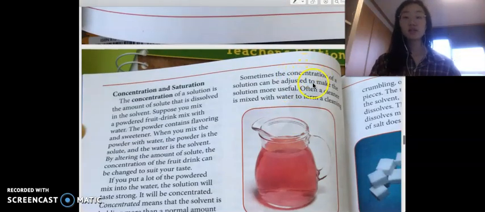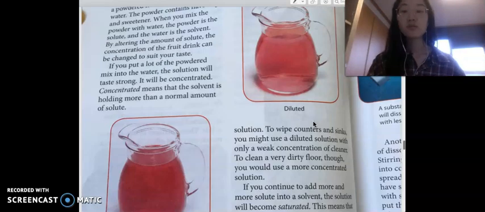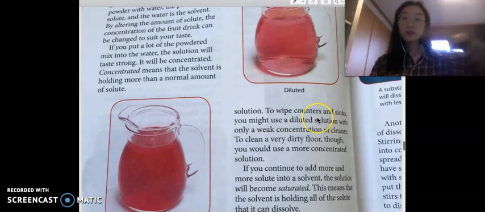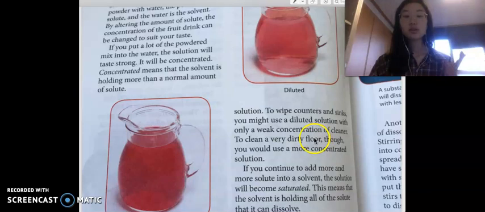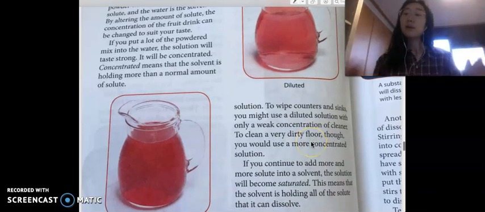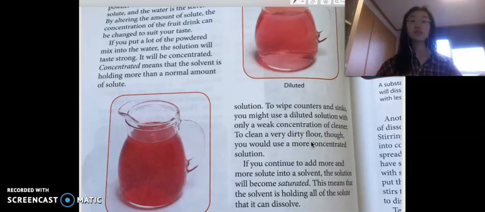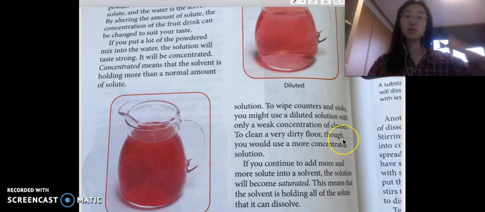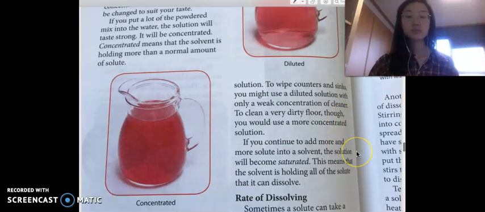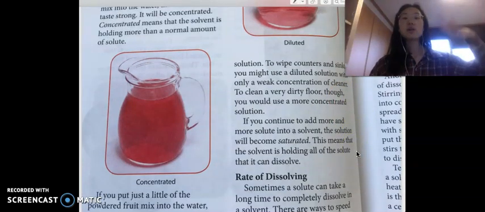Sometimes the concentration of a solution can be adjusted or changed to make the solution more useful. Often, a cleaner is mixed with water to form a cleaning solution. To wipe the counters and the sinks, you might use a diluted solution with only a weak concentration of cleaner. But if you want to clean a really dirty floor, you would use a much more concentrated solution, a lot more cleaning products.